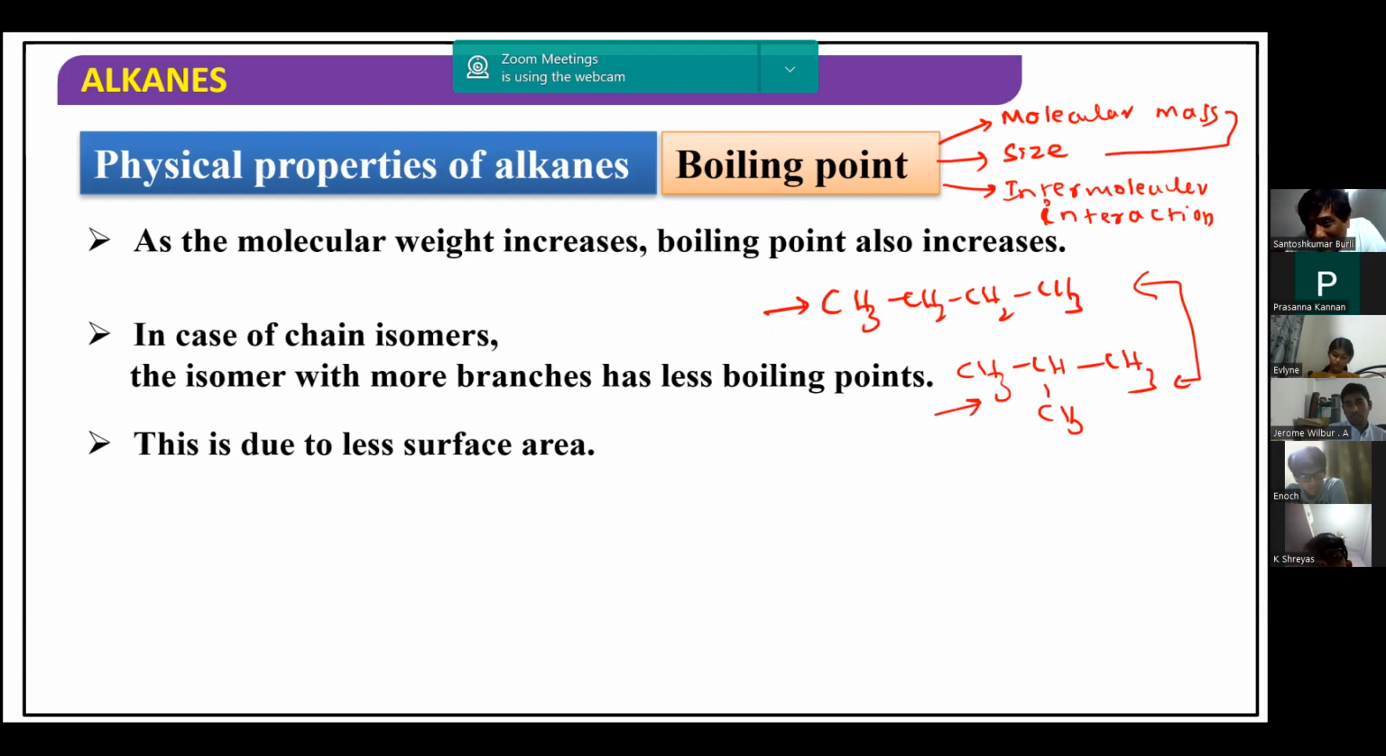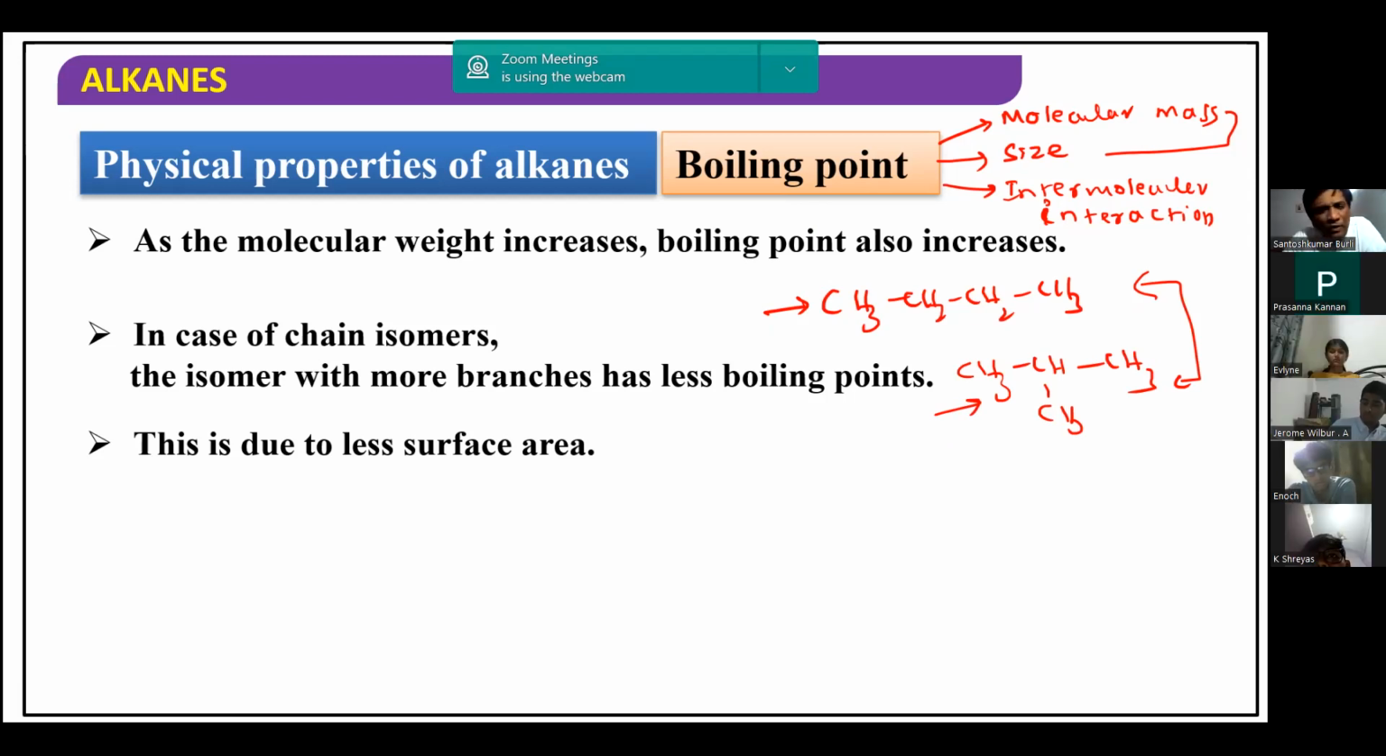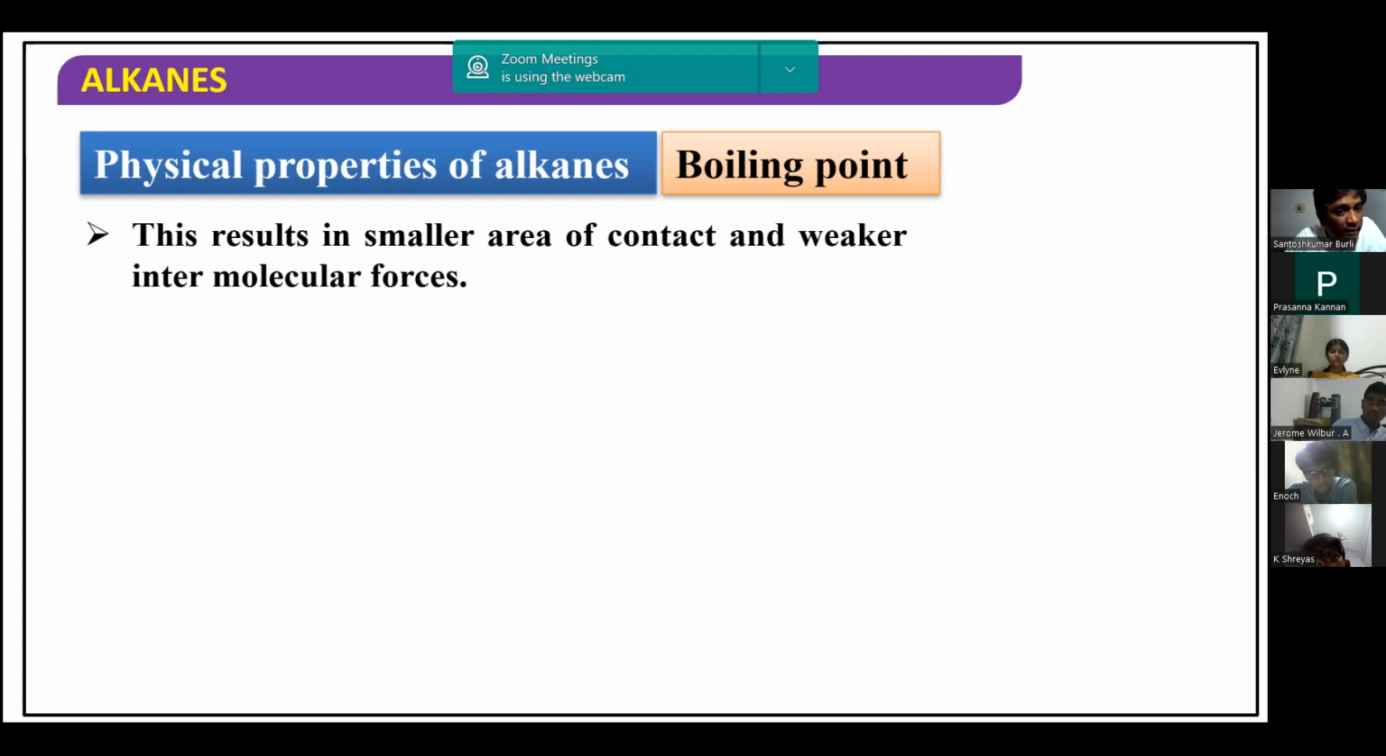Straight chain alkanes will have a higher boiling point than branched chain alkanes, because the size of a straight chain alkane is more, while the surface area and size of branched chain alkanes are less. Both have the same molecular mass here, but size varies because of branching. So as branching increases, boiling point decreases. Very simple way to understand. Sorry, I said branching increases, boiling point increases; it decreases.